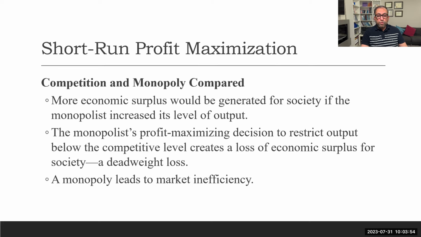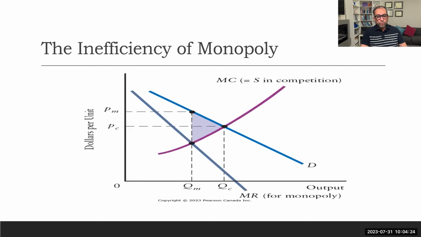The monopolist's profit maximizing decision to restrict output below the competitive level creates a loss of economic surplus for society, a deadweight loss. So in a monopoly market, we have a deadweight loss. In a perfectly competitive market, there is no deadweight loss. But in a monopoly, we have a deadweight loss, and the reason is that the monopolist is producing less than a competitive market. We can easily say now that it is an inefficient market.